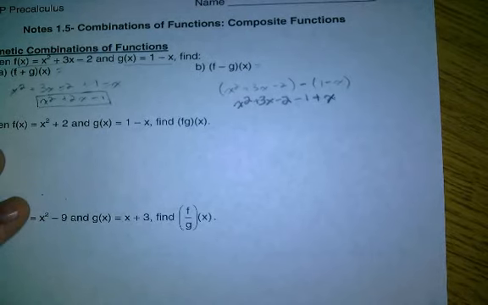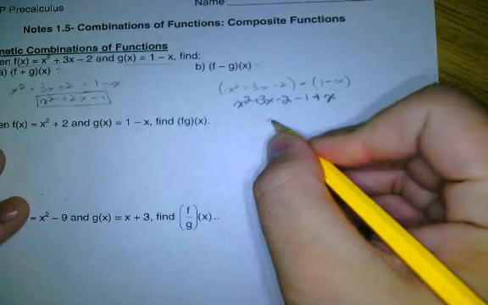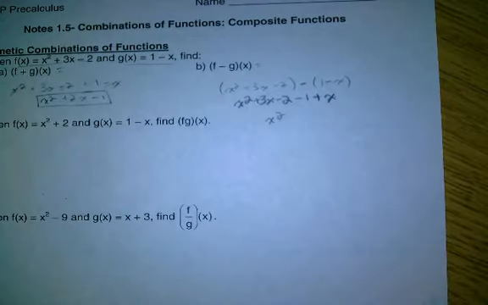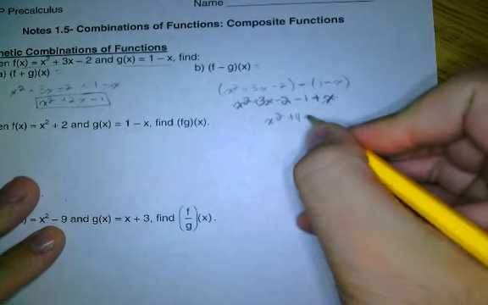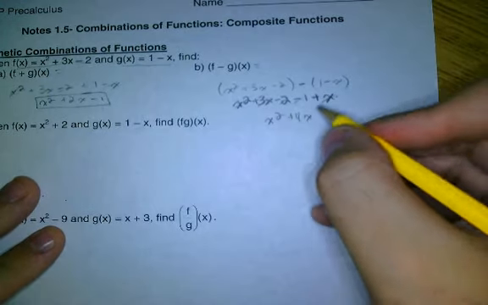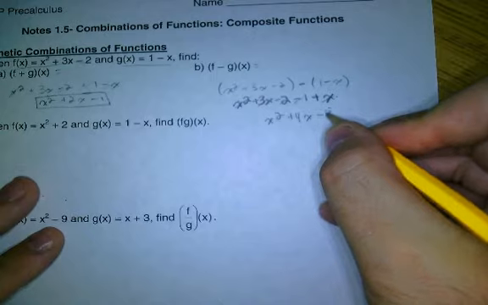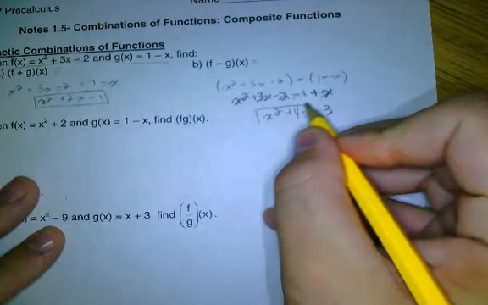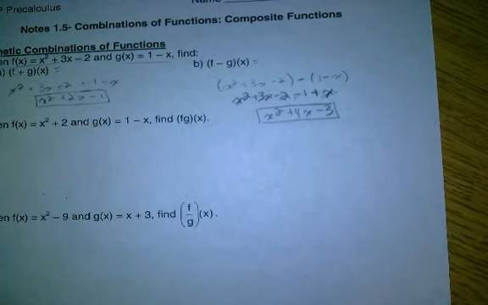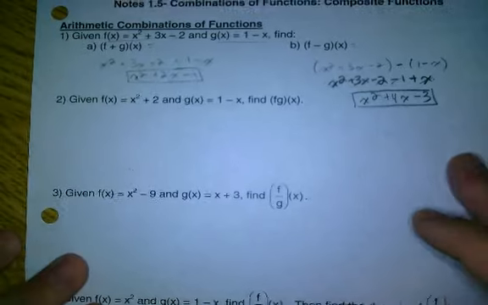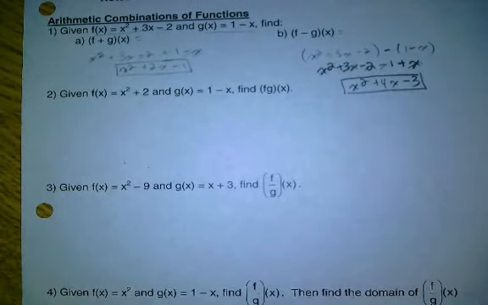Okay, so we're going to get x squared and add up all of our x's. That's going to give us x and 3x is 4x, and then negative 2 minus 1 is minus 3, and that's it. We good? Alright, let's do the multiplying one. So given these two functions, they're just different now, find fg of x.